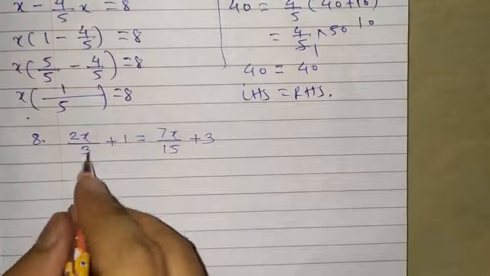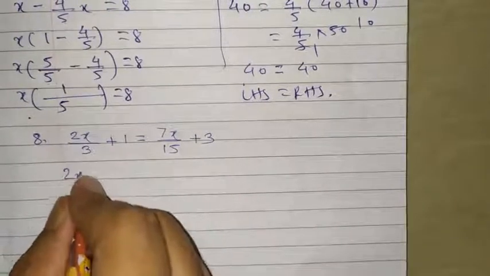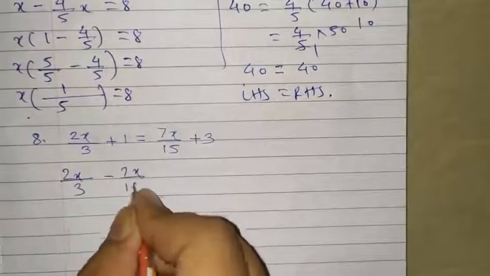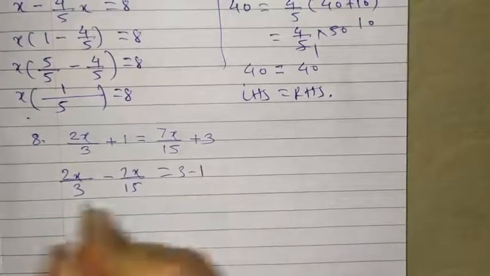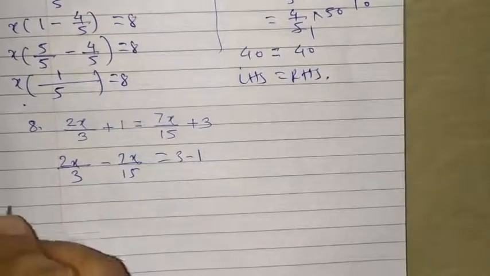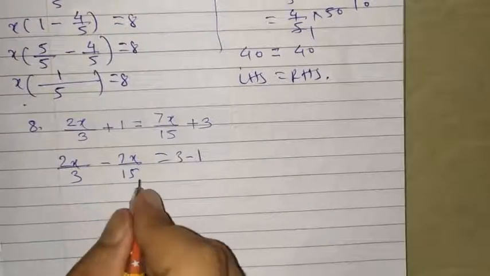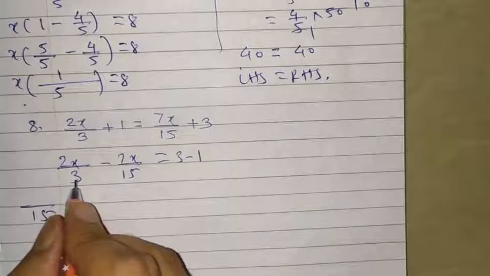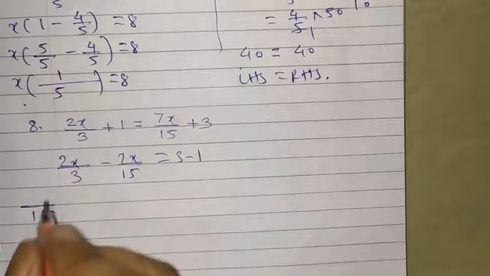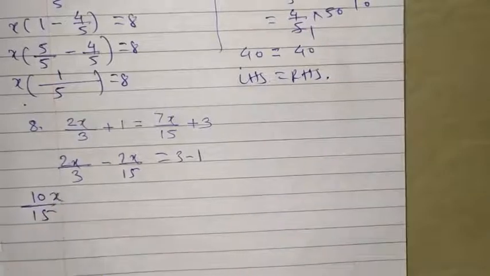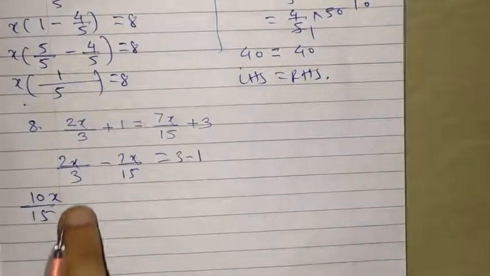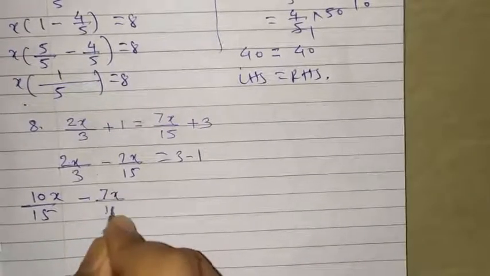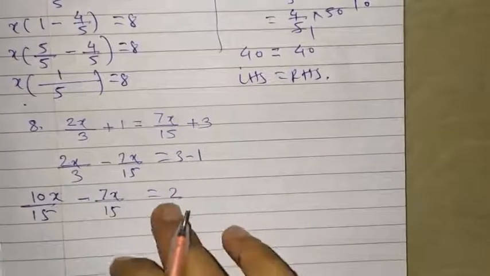Here this term which is having variable x, we are keeping in the common side. So minus 7x upon 15. And here 3 minus 1. So you can keep the denominator same. How we will do? 3 into 5 is 15. So downside 15 I am writing. And here what I done? 3 into 5. So here 2 into 5. 2 into 5 is 10 and x as it is. So we got here 10x upon 15 minus 7x upon 15 equal to 3 minus 1 is 2.